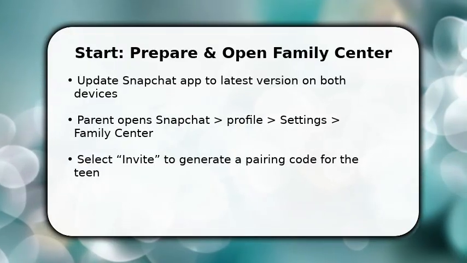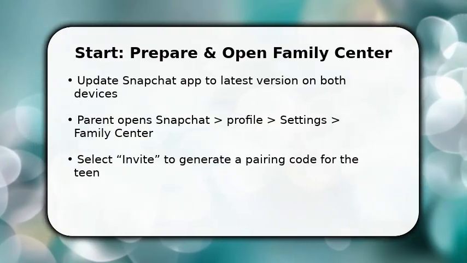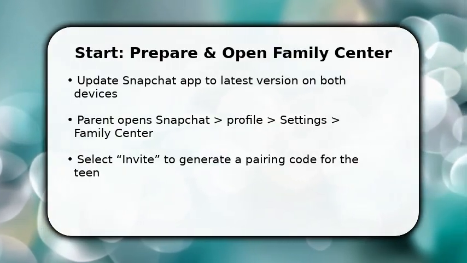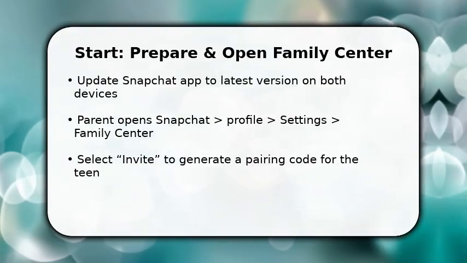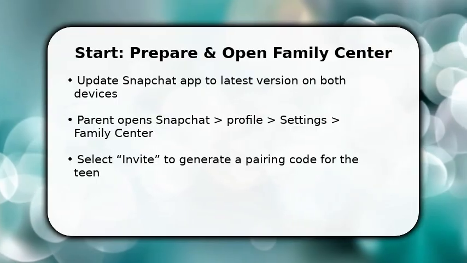You start by getting both phones ready and updated. This avoids missing features. Open Snapchat, tap your profile, then Settings, and find Family Center. This is where parental controls live.